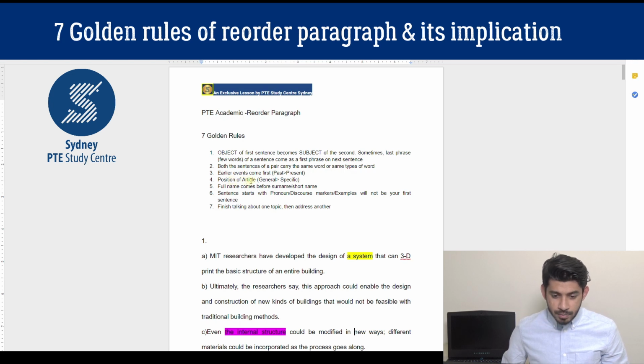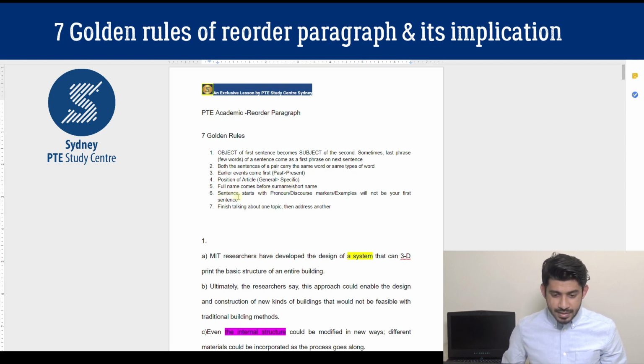Position of the article. Number 4, we use articles to specify our subject, and the flow of the text in your reorder paragraph will be from general to specific. So if there is no article before a subject, that will be your first sentence, and if there is an article, that comes later. And in terms of the sequence of the articles, it's a or an, then the, and then that or this.